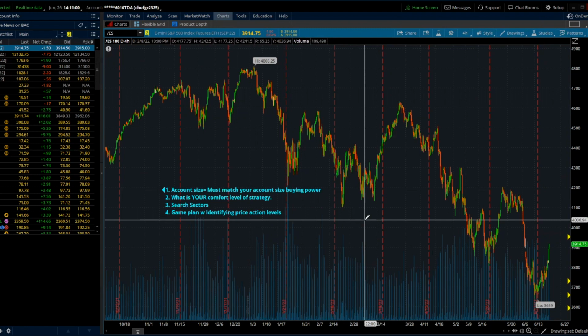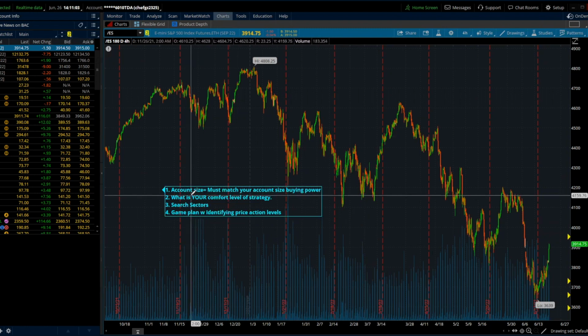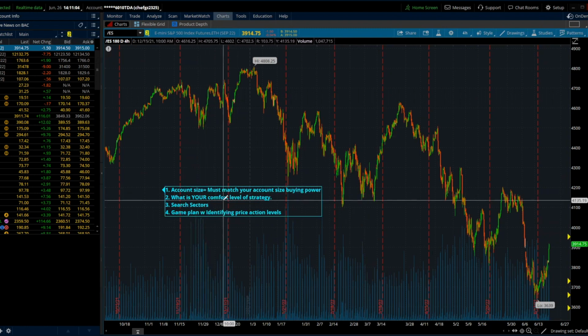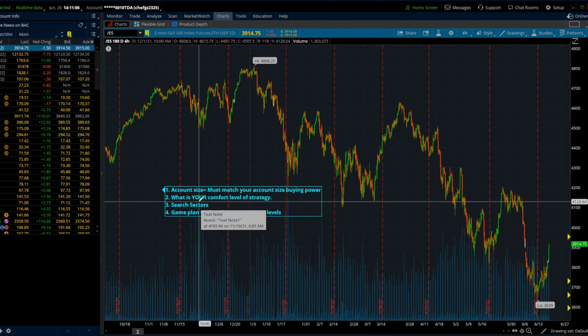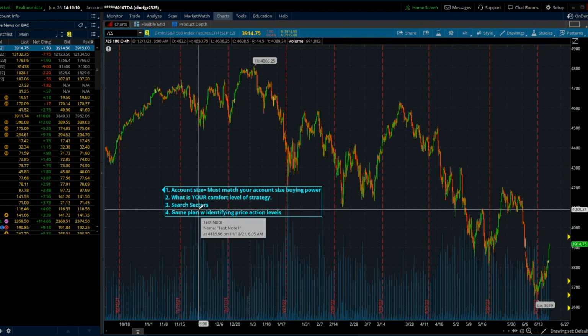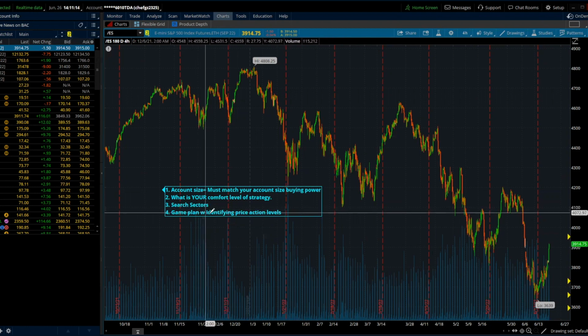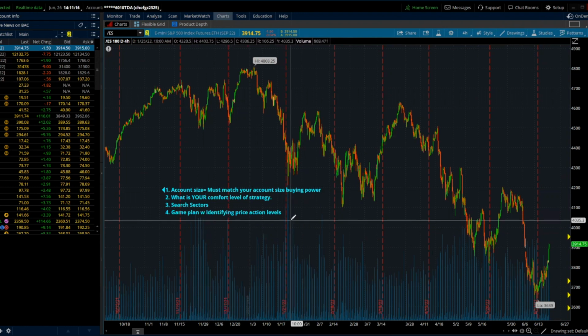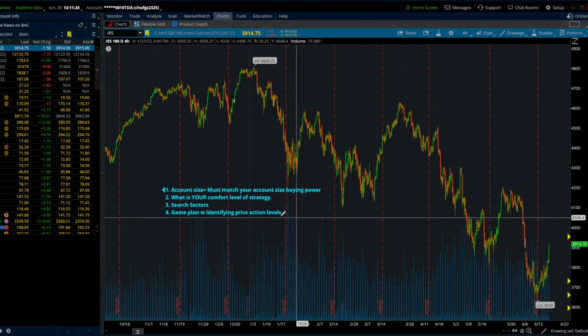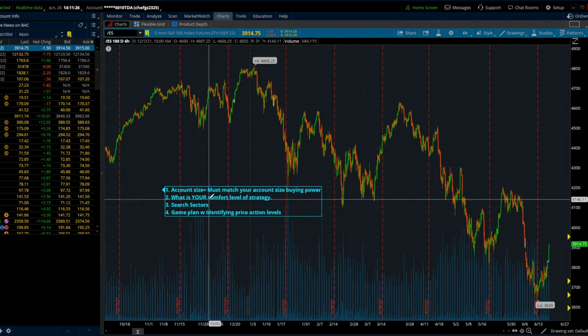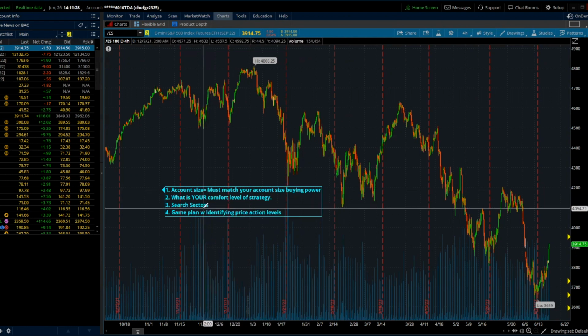So number one, I do have account size. Number two, what is your comfort level of strategy? Emphasize on the your, because it's not about the guy next to you. It's not about the one who's calling out a signal. It's not about the guy who became a millionaire from nothing. It's not the guy who became super rich because of Bitcoin. It's none of that stuff. It is what's your comfort of strategy.